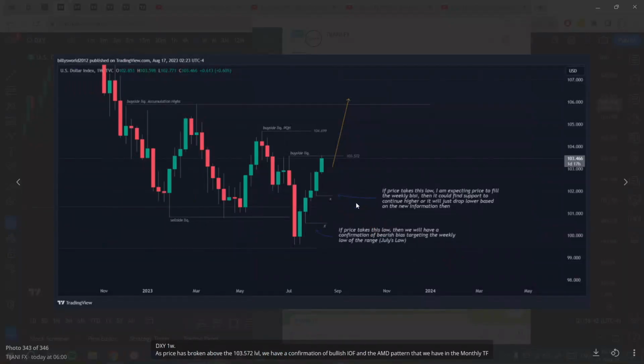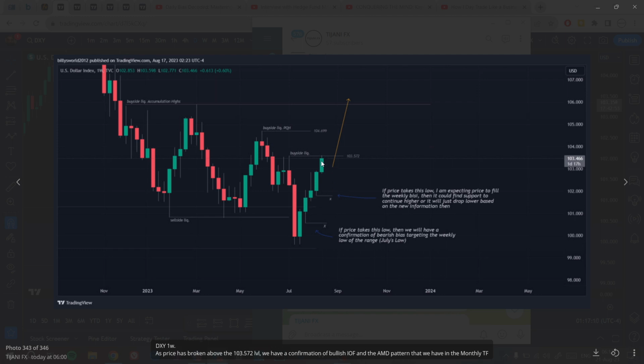On the weekly time frame, I have this as an invalidation level. You see price has first taken the equal lows, then broken the weekly range, as a confirmation that price is heading for this equal highs, the buy side liquidity above this equal highs. And this is my invalidation level.